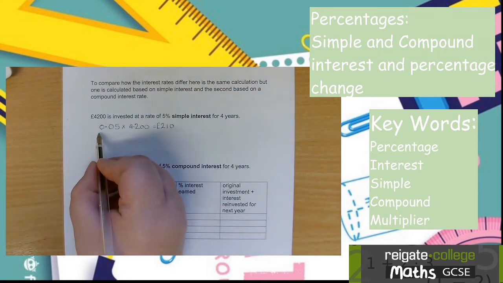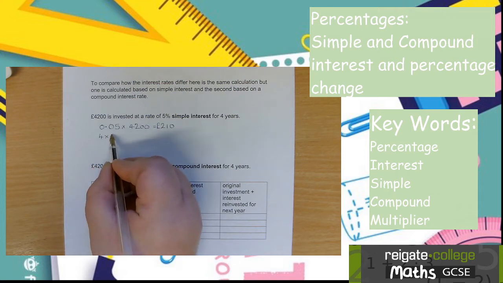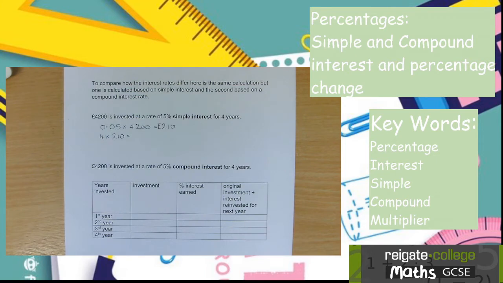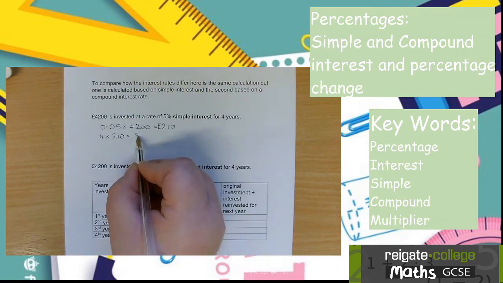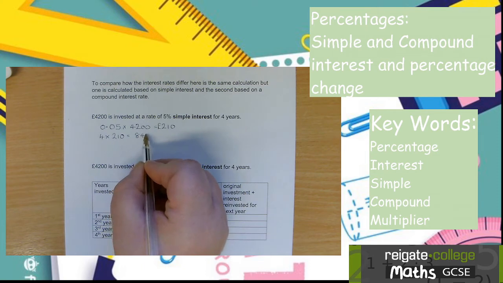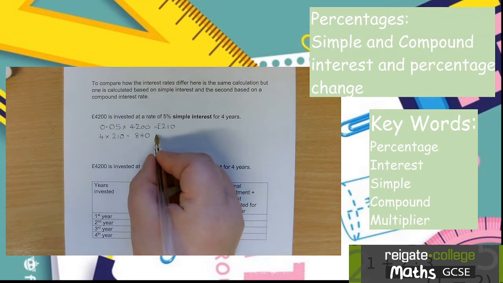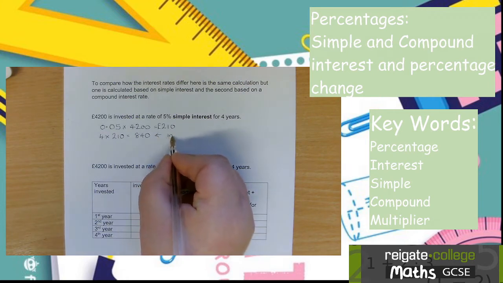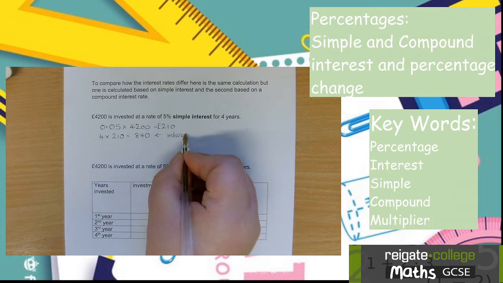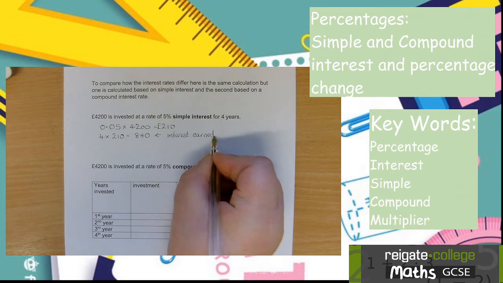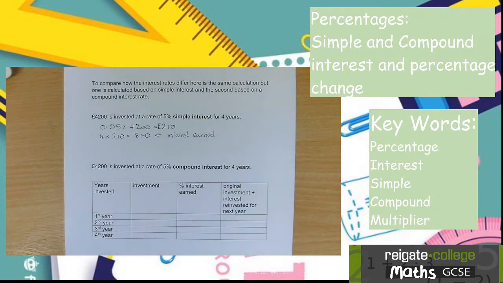My 4-year earnings are going to be £210 multiplied by the 4 years, £840. The £840 represents my interest earned. So if my question requires to know just the interest, I have my answer.